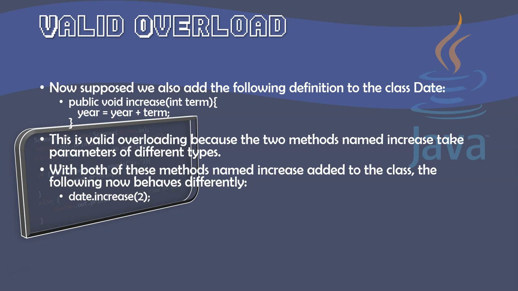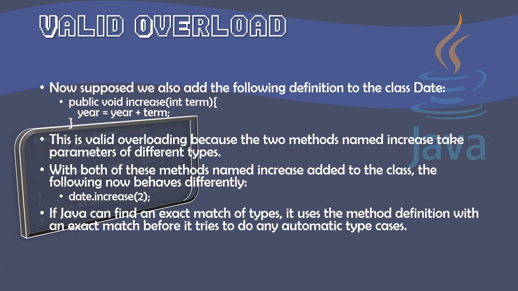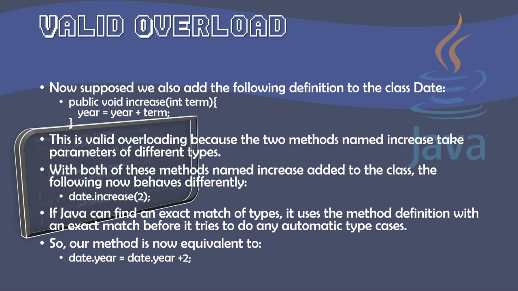With both of these methods named increase added to the class, the following would behave differently: date.increase(2). However, you might already be seeing where we might have a potential issue here. If Java can find an exact match of types, it uses the method definition with an exact match before it tries to do any automatic type casts. So our call is now equivalent to date.year equals date.year plus 2, because it's going to use the int definition here.